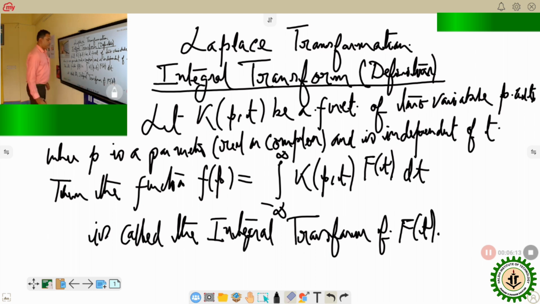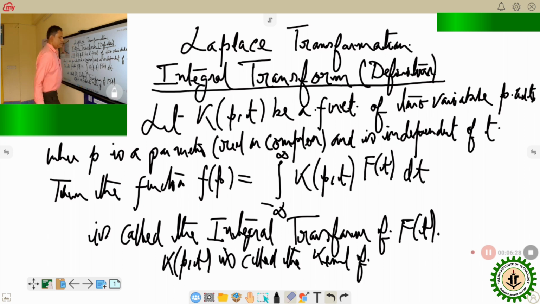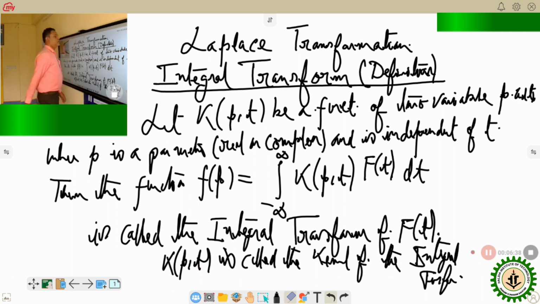We must also remember this function k(p,t) is called the kernel of the transformation or integral transformation. Okay, this is all about integral transformation. Now, from here, we will deduce the definition of Laplace transform.